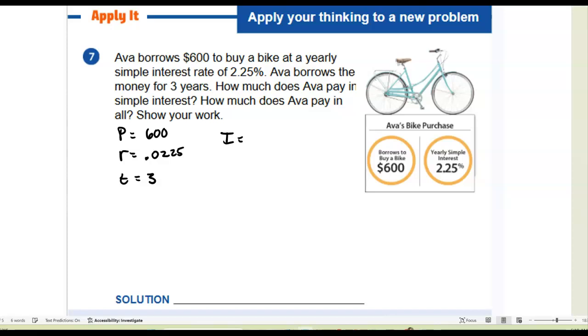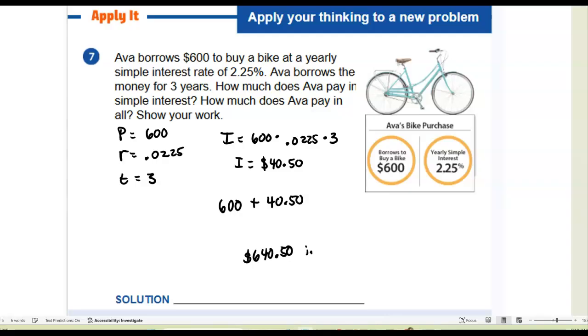So interest is simply 600 times 0.0225 times 3. And our interest gets us $40.50 or 40.5. That's not how much she pays in all. She pays that in interest. So in all, you take the principal, 600, you add it to $40.50, and she pays $640.50 in all. That's the thing about interest, right? You borrow money at the start, and you pay back all that money plus interest by the end.